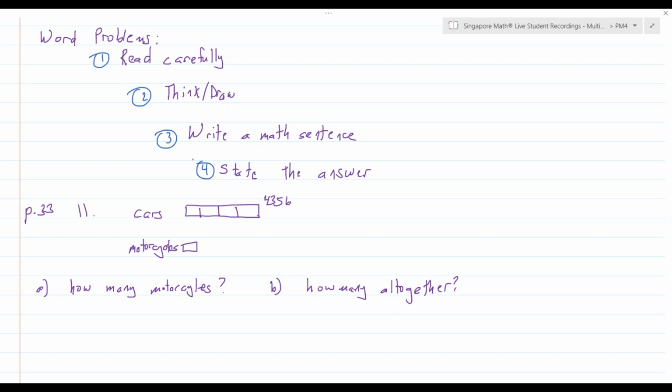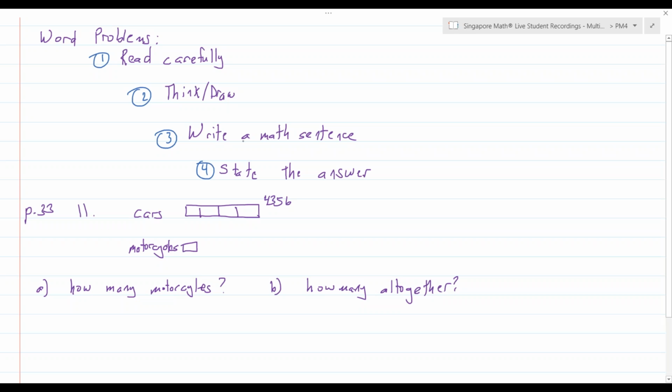The number of cars is 4 times the number of motorcycles in a town. So when I drew that, I drew the cars to be 4 times as many as the motorcycles. There's one box of motorcycles. There are 4 times that. 4 times 1 is 4. And then it tells us that there are 4,356 cars. And the question is, how many motorcycles are there?